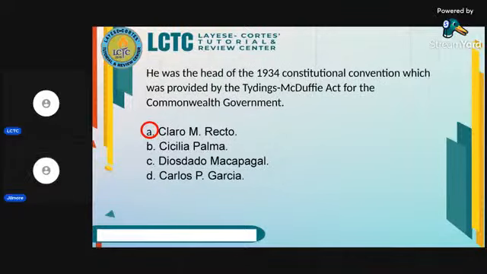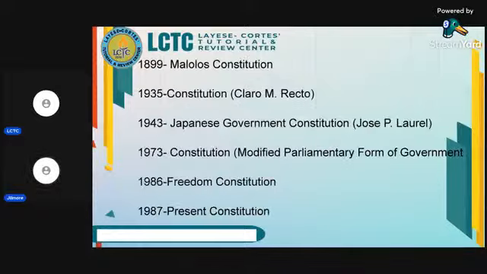Okay, let's proceed. He was the head of the 1934 Constitutional Convention, which was provided by the Tydings-McDuffie Act for the Commonwealth Government. Claro M. Recto. Cecilia Palma, 1986 Constitutional Convention. Diosdado Macapagal and Carlos P. Garcia, the 1971 Constitutional Convention. The first president of the 1971 Constitutional Convention, Carlos P. Garcia. 3 days after Carlos P. Garcia died, he was succeeded by Diosdado Macapagal. And in 1972, sad to say, martial law was being implemented.